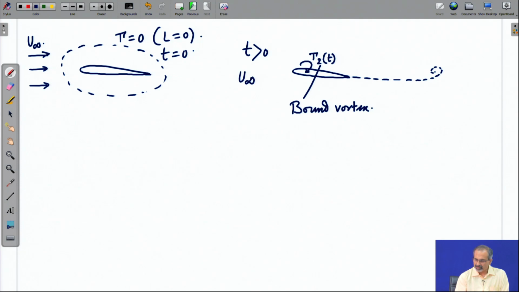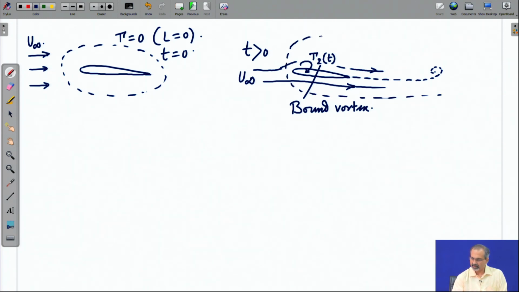So, the u infinity reached the airfoil, the pressure distribution developed, and as a consequence, a circulation developed around the airfoil. And if you were to follow the same set of fluid elements which you had identified at t equal to 0, you would find that they are now going to contain a sheet of vorticity which has been shed into the wake, which we call the starting vortex.